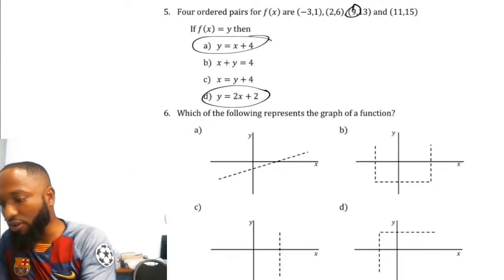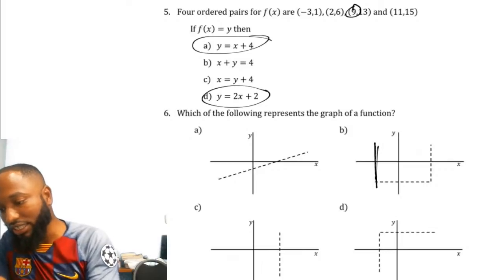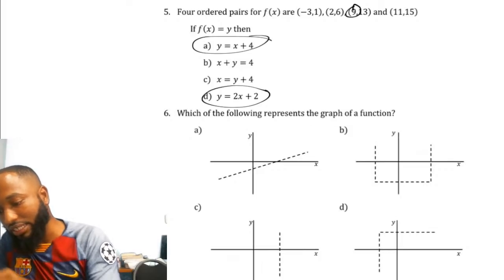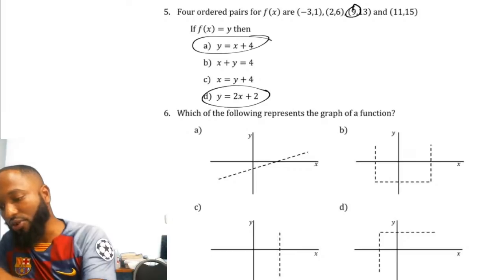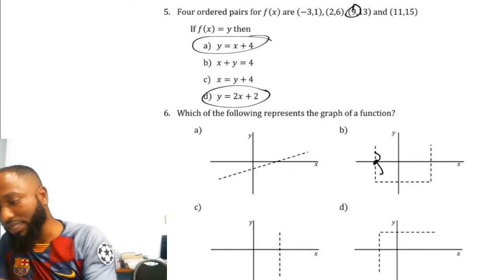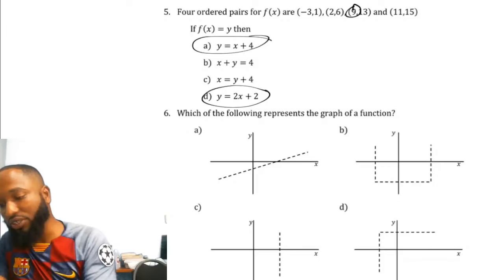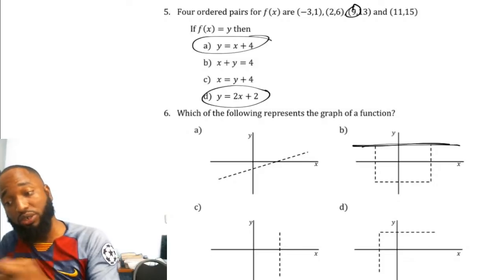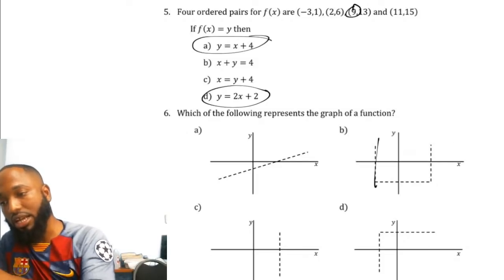Number 6, which of the following represents the graph of a function? You see this? That is foolishness. It can't have vertical lines here. If you have vertical lines, it's saying that one is splitting and going to many. What I tell you about one splitting and going to many? That's a no-no. You can have horizontal lines though. That's a function. But you see them verticals, that's a problem.